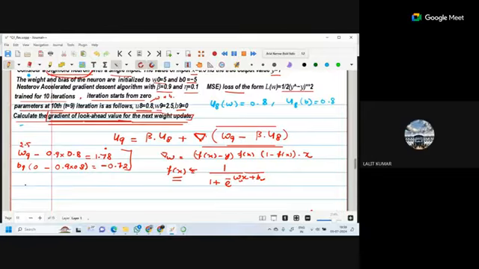By using these values, I calculate fx. I'll get some fx value. And now, by using this value, I calculate this gradient with respect to w, which has been asked.